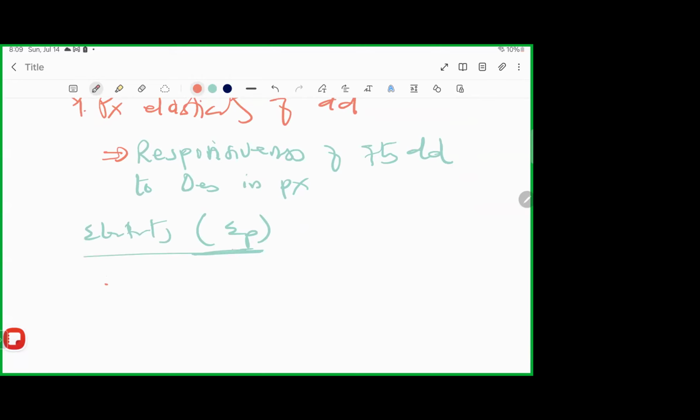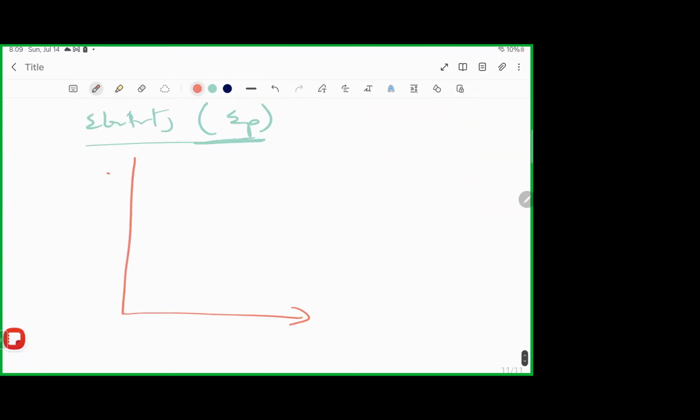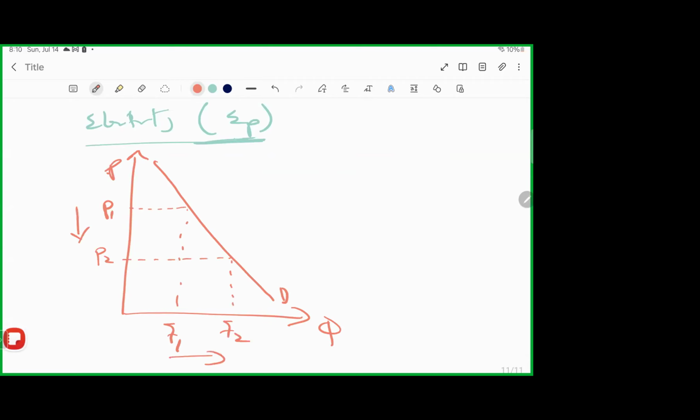Demand curve. We have this as quantity demanded, we have this as supply, we have this as quantity, and we have this as price. Now, if price falls, what will happen to demand? Demand will increase from Q1 to Q2.